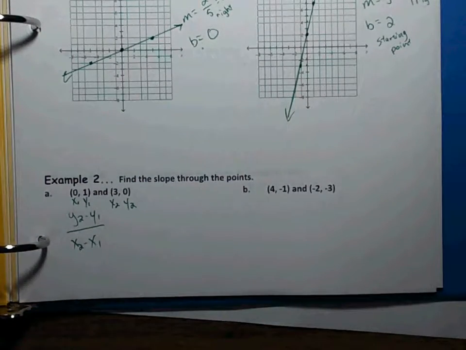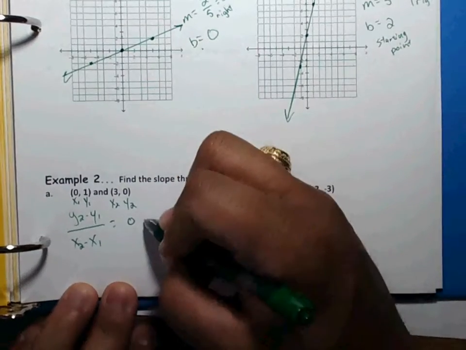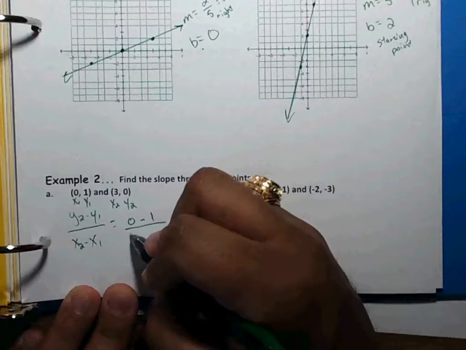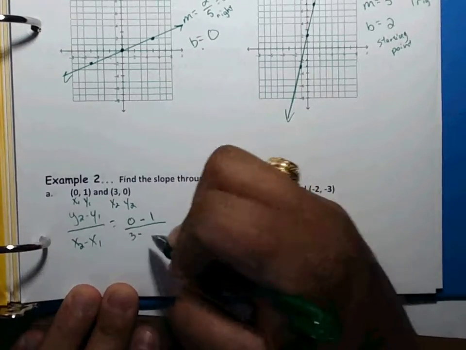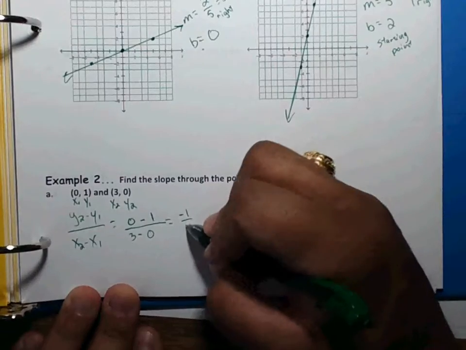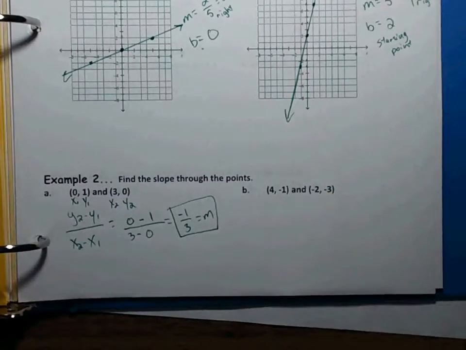And the reason why I write the formulas over and over again is to help me remember the formulas, and if you have to take the TSI exam before you graduate, they're not going to give them to you. So if I plug in my points, y2 is 0, minus y1, which is 1, over x2, which is 3, minus x1, which is 0, I end up with a negative 1 over 3, which is my m. Put a nice box around it so that I don't have to go looking for it.